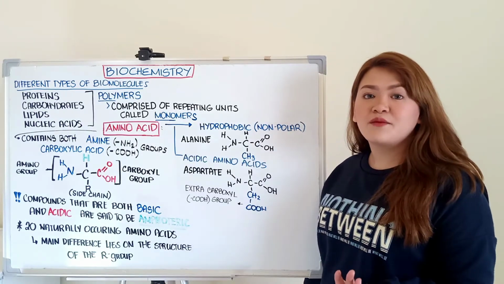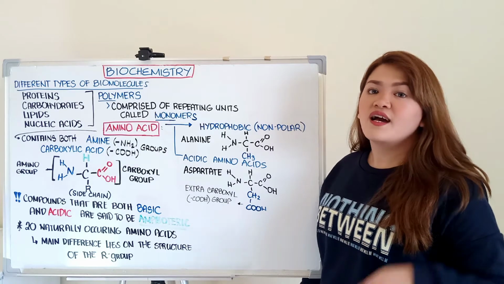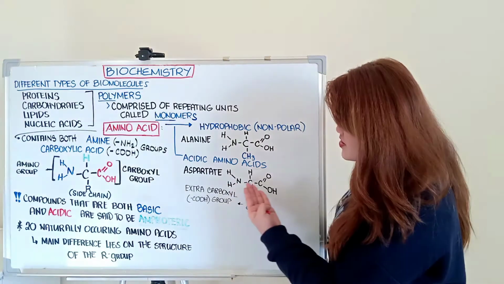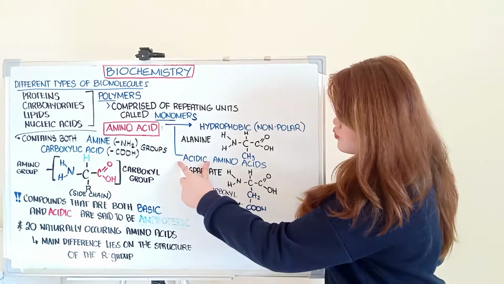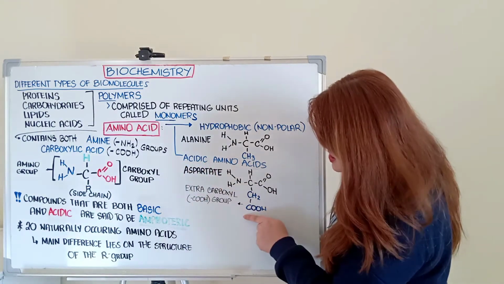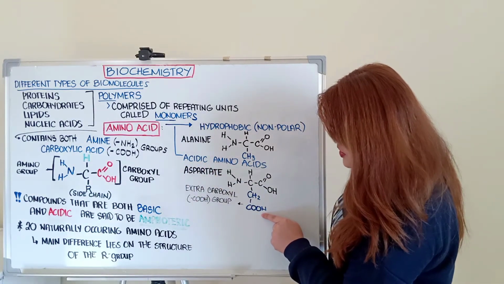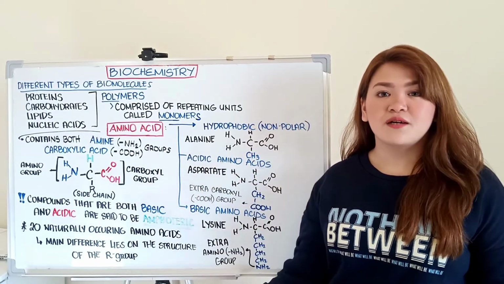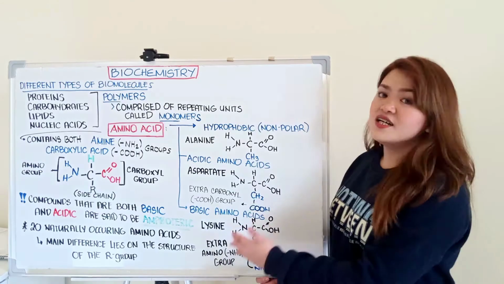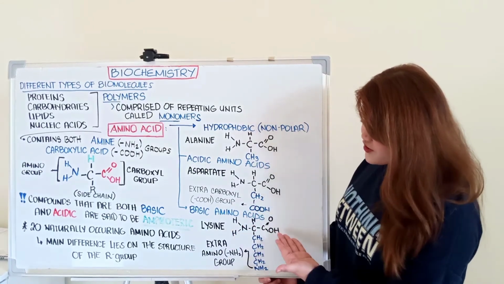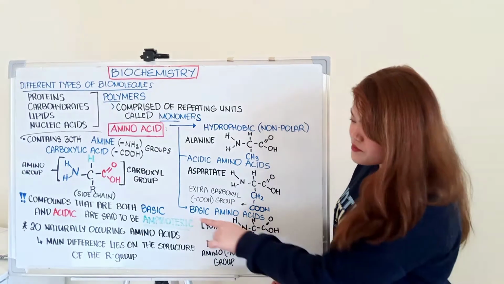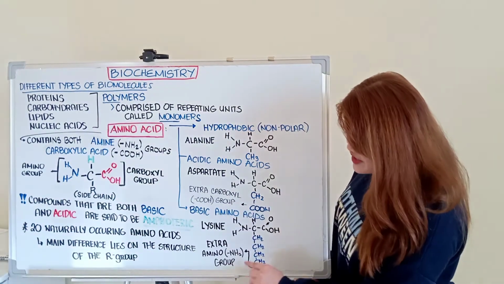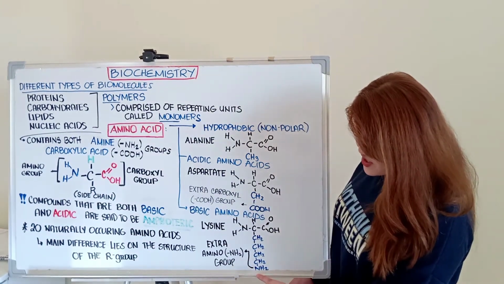Next, we have acidic amino acids such as aspartate. Aspartate also has the general structure for amino acid. What makes it acidic is that meron siyang extra carboxylic acid functional group. Kung meron tayong acidic, meron din tayong basic amino acids such as lysine. So again, we have the general structure for amino acid, pero what makes them basic is that they have an extra amino group on their side chain.